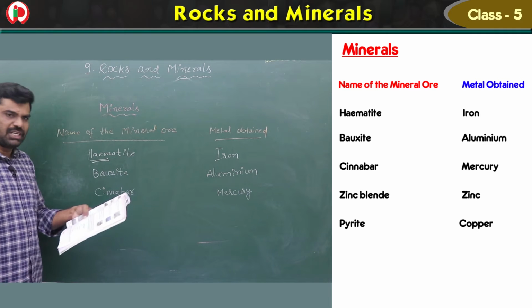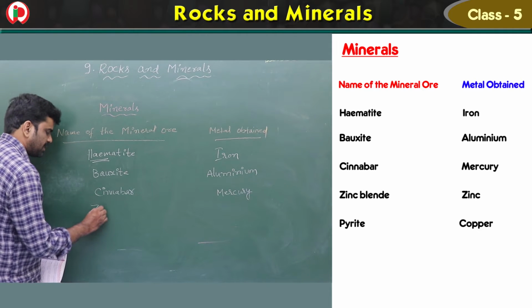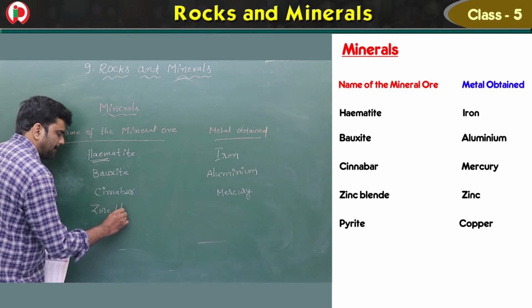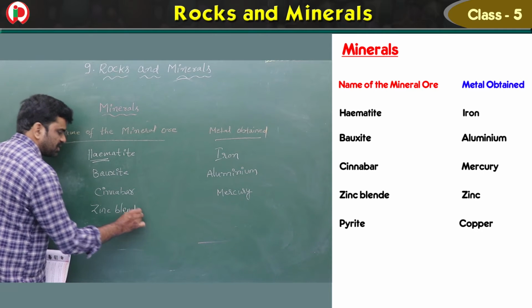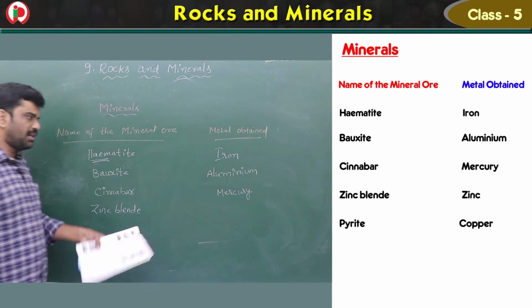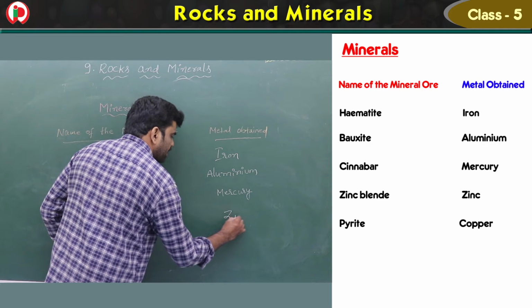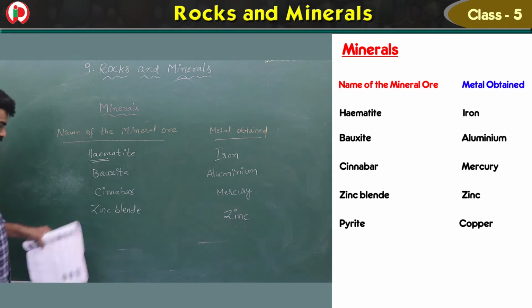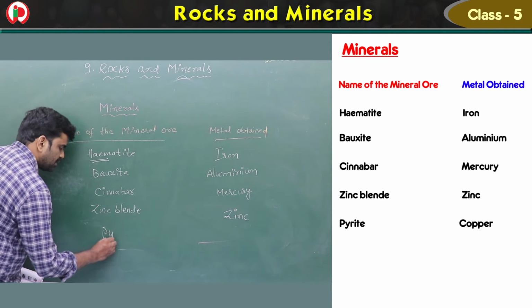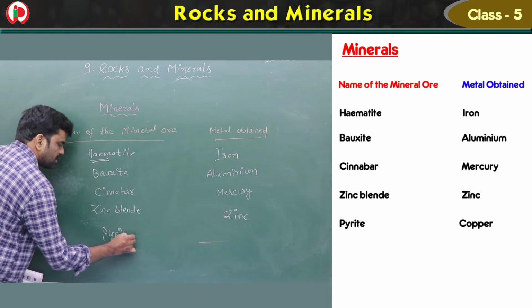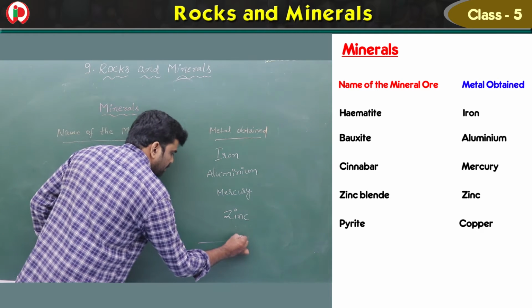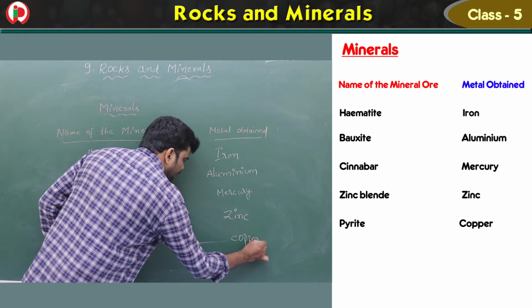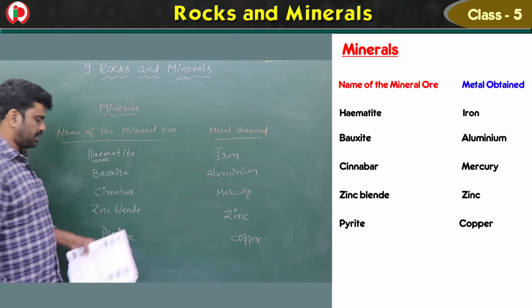Next one is zinc blend. Blend is nothing but mixture. Zinc blend. What is obtained? Zinc is obtained. Pyrite. From pyrite, copper is obtained.